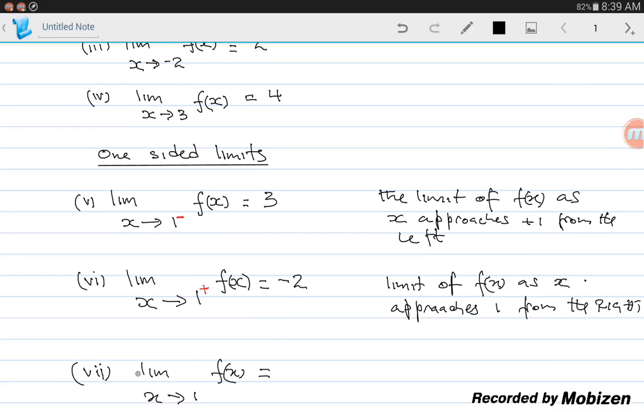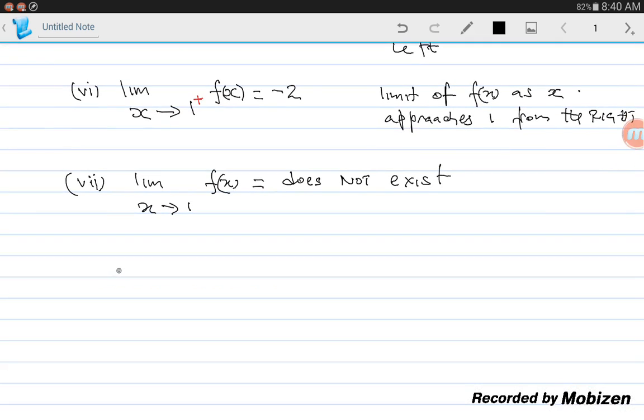So let us now answer the question, what is the limit of f of x as x approaches 1, whether from the right or from the left? Well, since these two values are not the same, we can only say that this limit does not exist. And so we can conclude with a general rule that for a limit to exist, the right hand and the left hand limits must be the same.